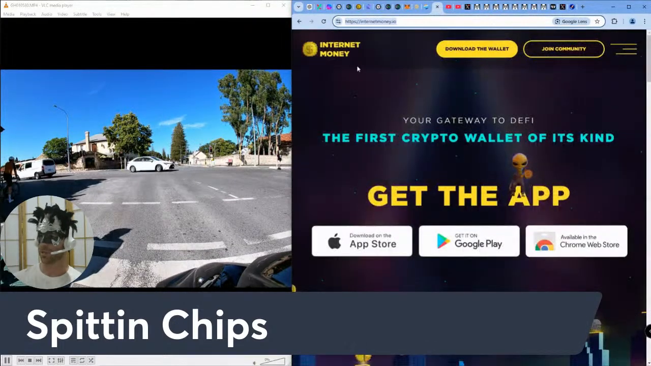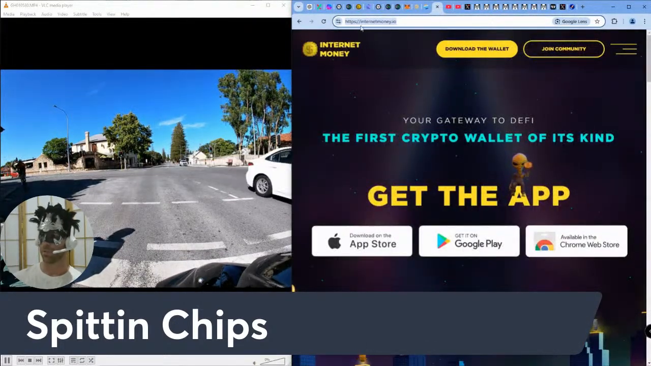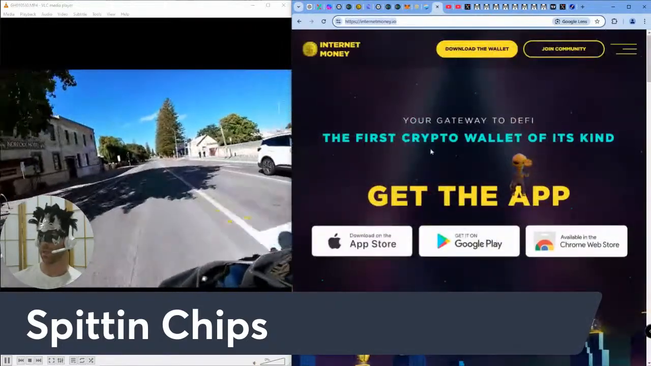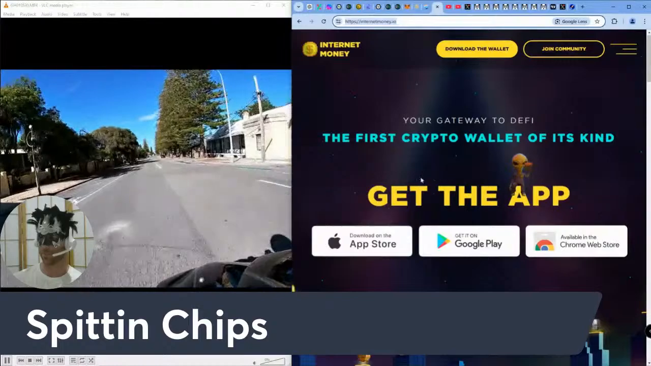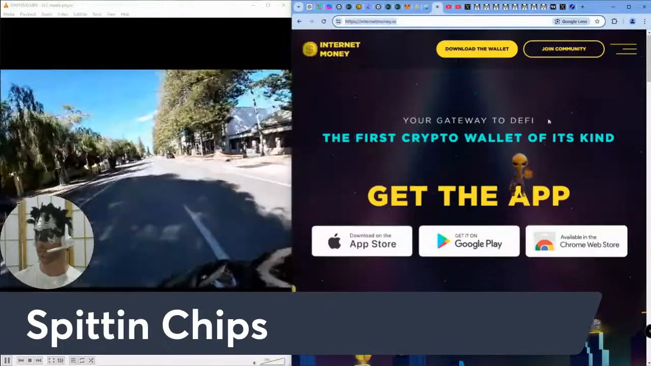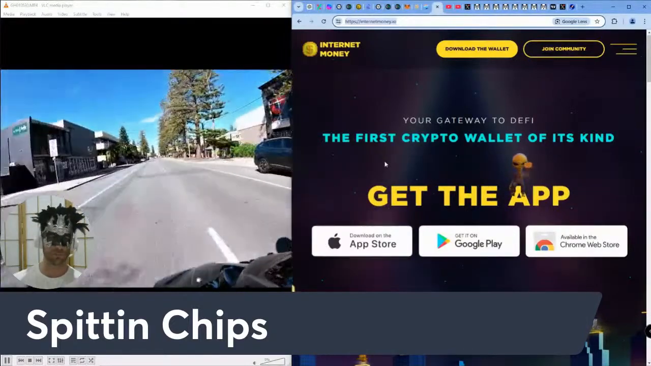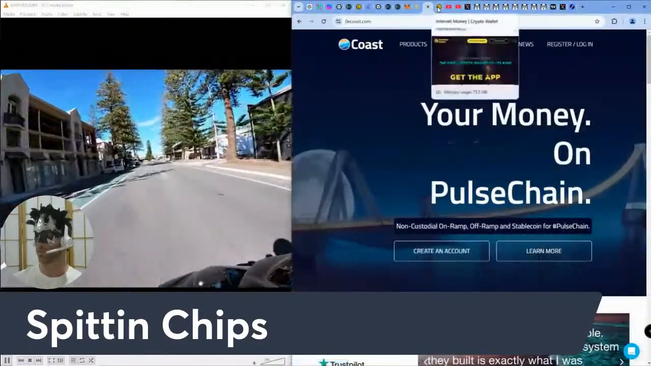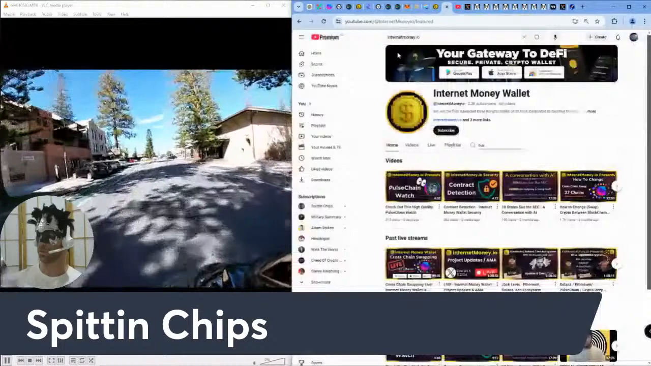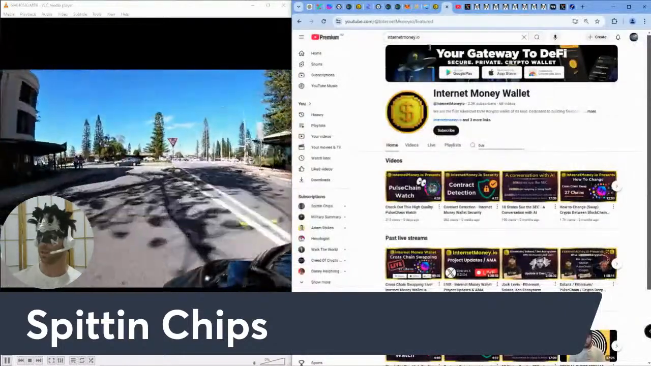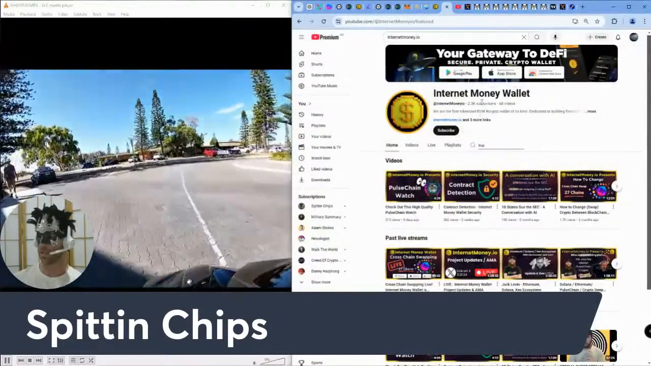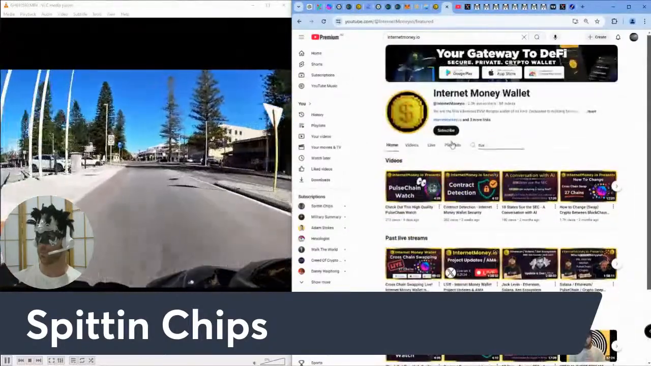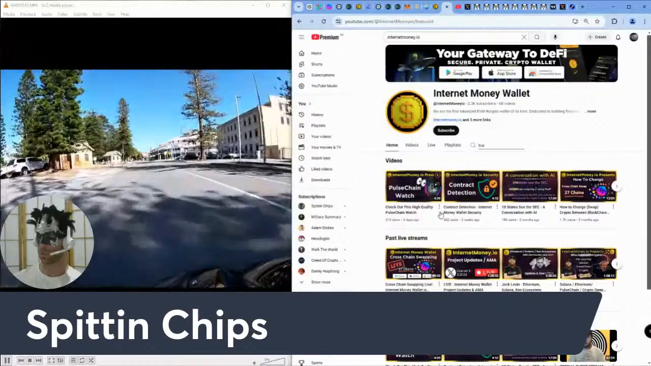Progressing on from there, if you want a little bit more information about Internet of Money, internetmoney.io. This is a community entity from within the PulseChain community, and they created this for more simplicity to support the PulseChain ecosystem. That was the same with Coast, another one for the PulseChain ecosystem. If you go on to YouTube, you can see internetmoney.io, and that's their YouTube account. So that's them and all their information here, so you can look it up.